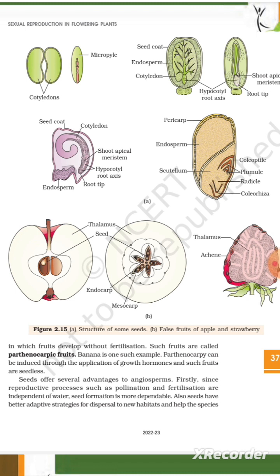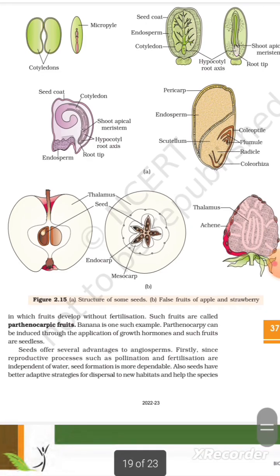Seeds offer several advantages to angiosperms. Firstly, since reproductive processes such as pollination and fertilization are independent of water, seed formation is more dependable. Also, seeds have better adaptive strategies for dispersal to new habitats and help the species. Figure 2.15a. Structure of some seeds. b. False fruit of apple and strawberry.